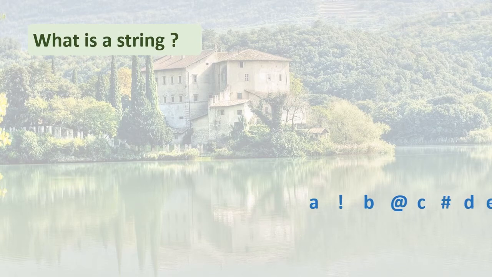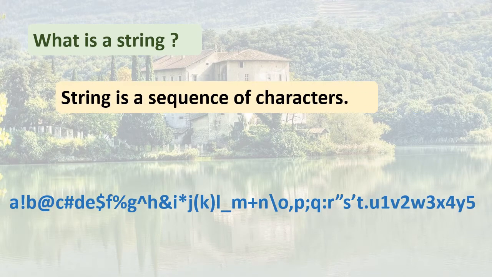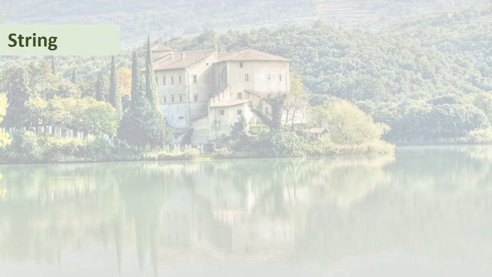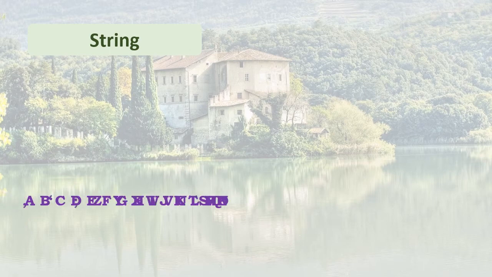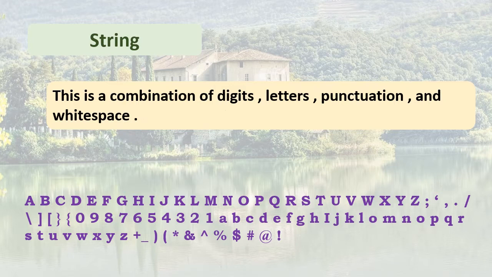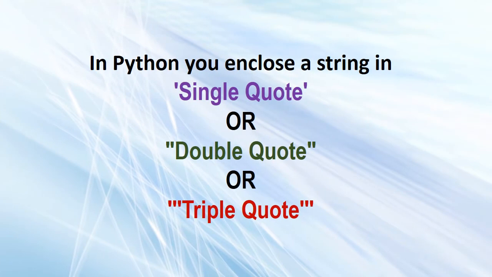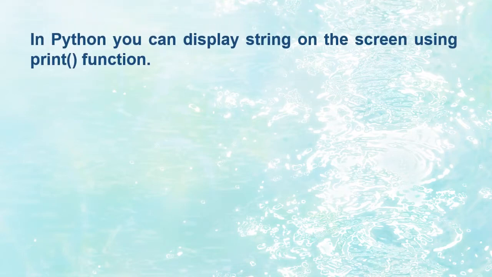What is a string? A string is a sequence of characters. In other words, a string is a combination of digits, letters, punctuation, and white space. In Python, you enclose a string in single quotes, double quotes, or triple quotes. In Python, you can display a string on the screen using the print function.